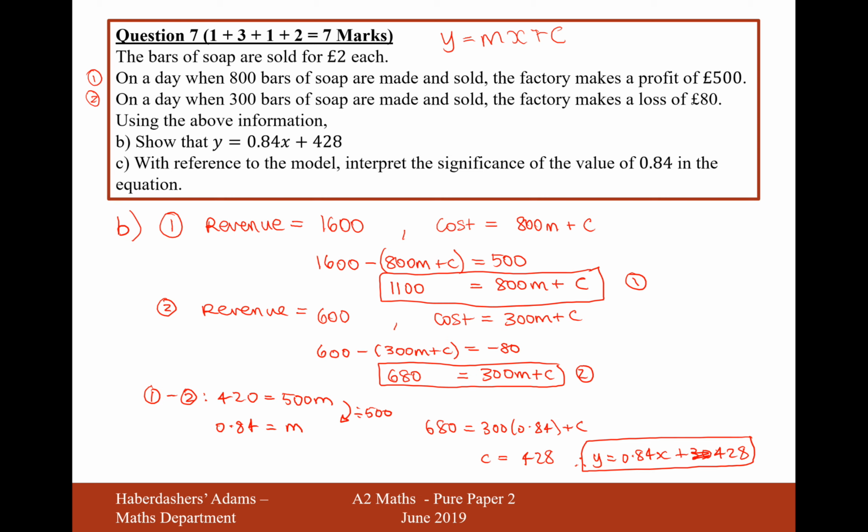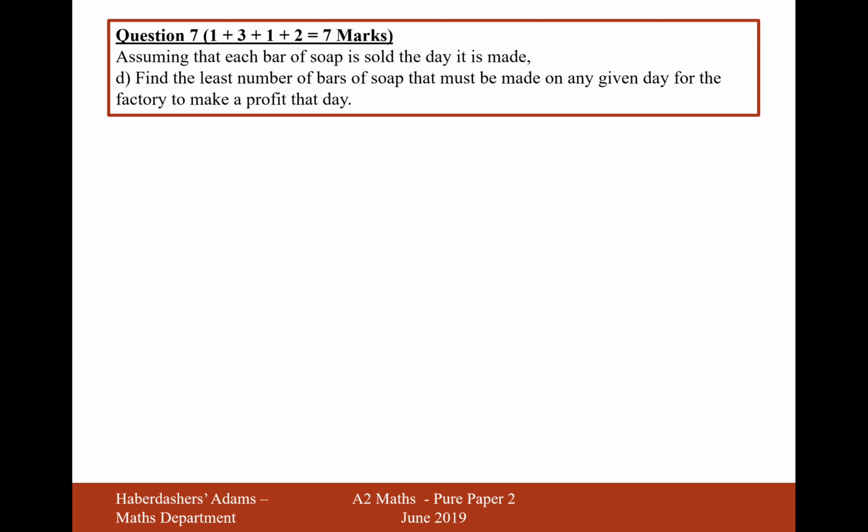With reference to this model, interpret the significance of the value of 0.84 in the equation. Well, 0.84 means it's 84p to produce 1 bar of soap. It's like the raw materials needed to produce 1 bar of soap, or the variable cost for each bar of soap to be made is 84p. And let's move on to part D now.